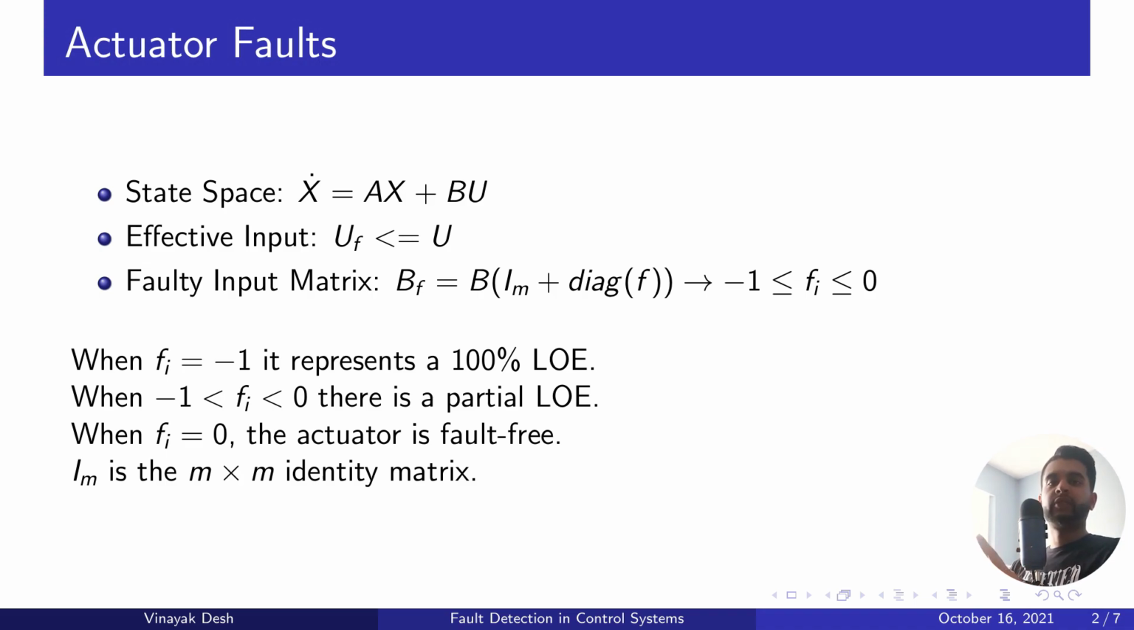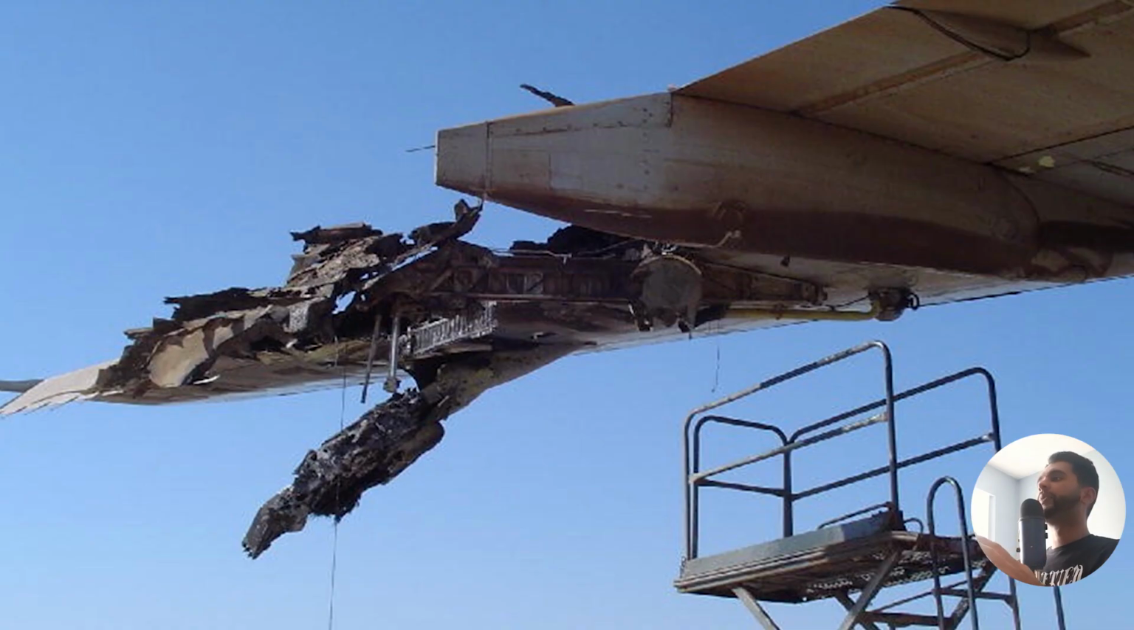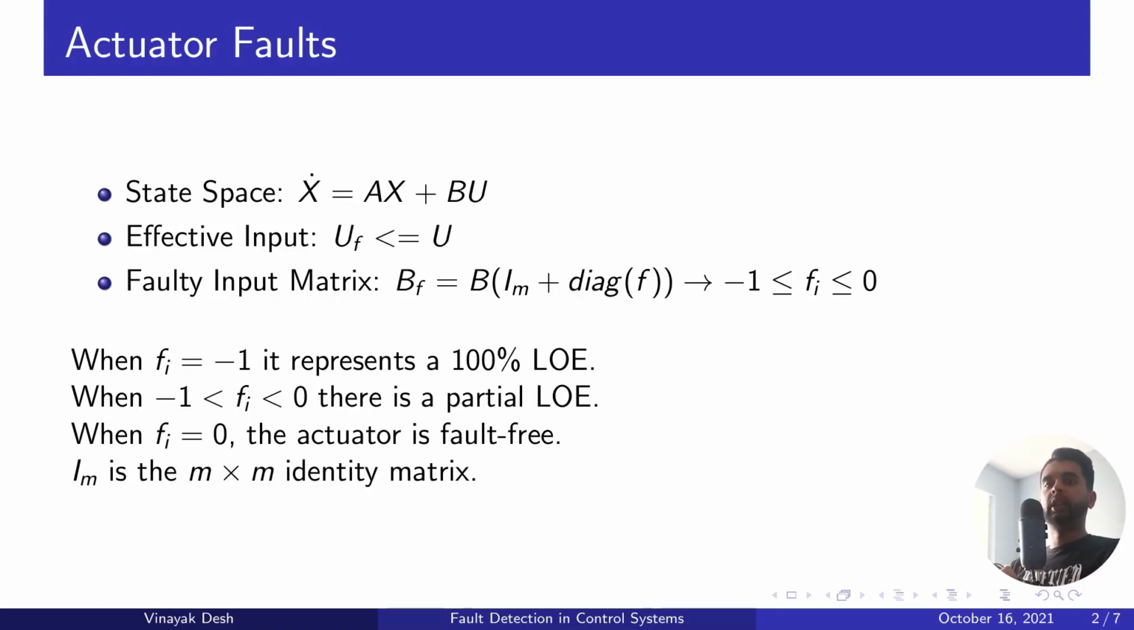So LOE stands for loss of effectiveness. If it's maximum, it means that the actuator is ineffective. So it means that you have a full loss of effectiveness there. If it is between -1 and 0, you have a partial loss of effectiveness. And if it is 0, it means that you have no loss of effectiveness. In other words, the actuator is fault free. And IM is the M by M identity matrix.